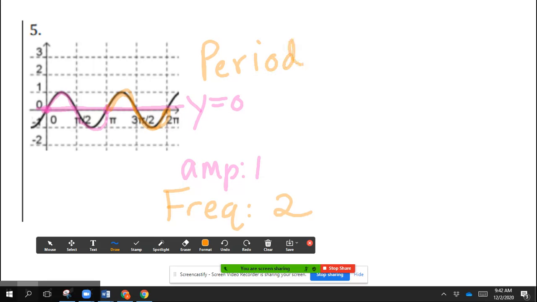So the period is pi, and if we did 2 pi over 2, because our b value is 2, we would reduce to pi as well. So 1 cycle lasts pi units in length. So for our function, we're going to write y equals, our amplitude is 1. We know it's a sine function. Our b value is 2x, and we're going to close it. The midline is 0, so we don't need to add or subtract.